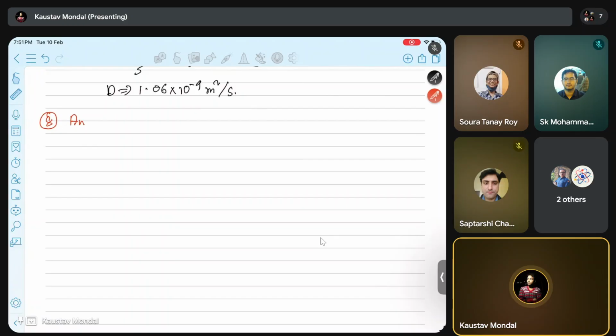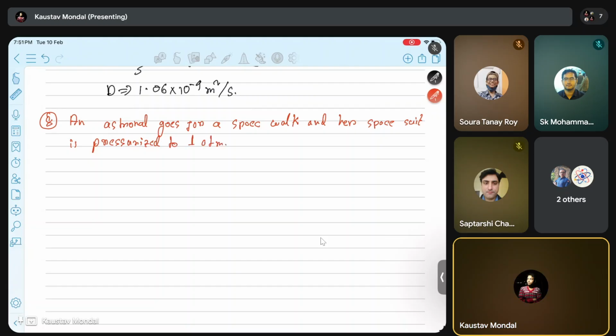An astronaut goes for a spacewalk and her spacesuit is pressurized to 1 atm, uniformly.